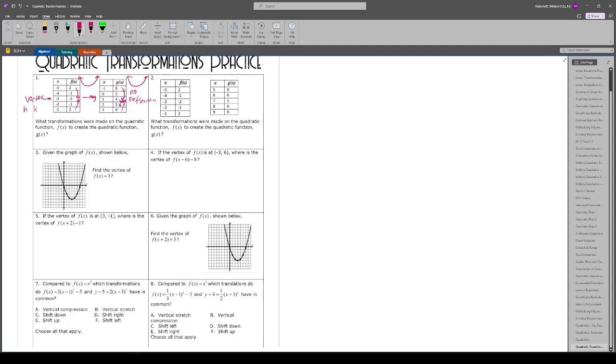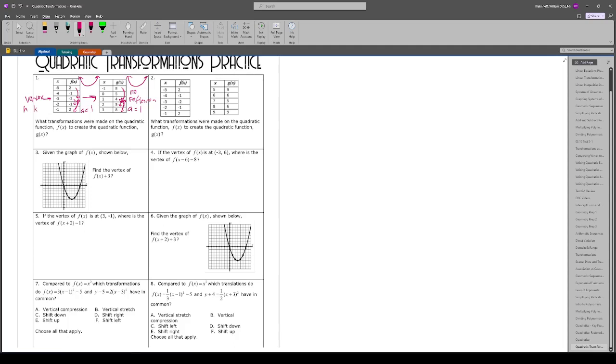So from 4 to 5, we went up by 1. From 4 to 8, we went up by 4. So we know that this one has an a value of 1. The original one went up by 1, went up by 4, so it also had an a of 1. So there's no vertical stretch or compression.